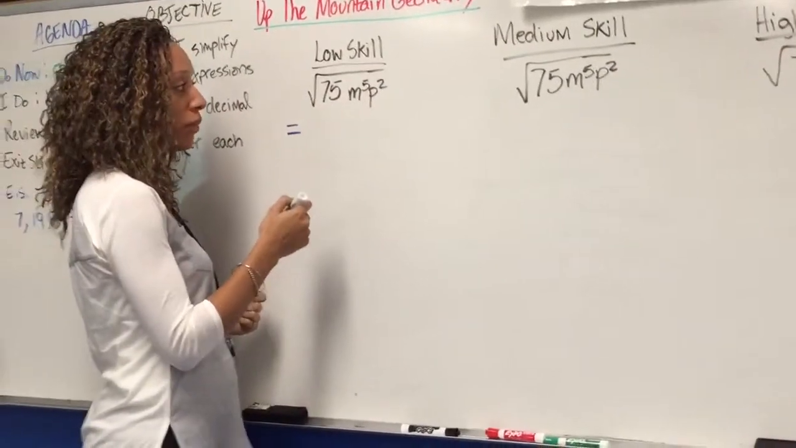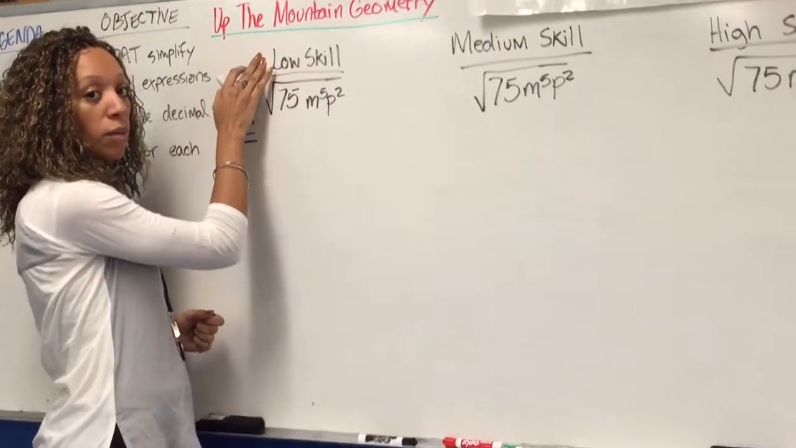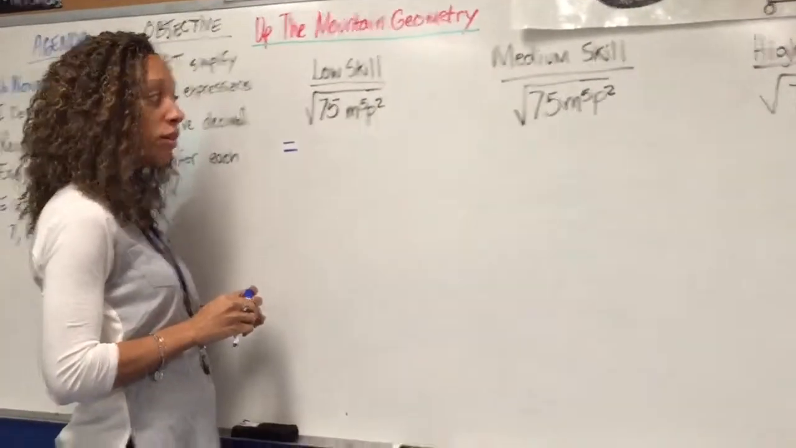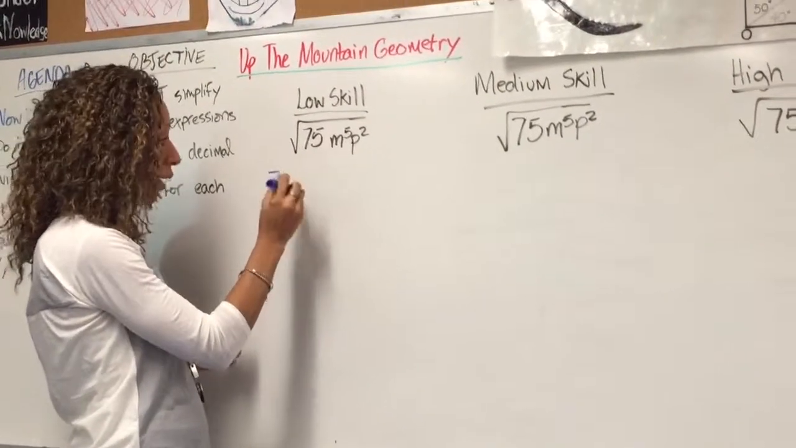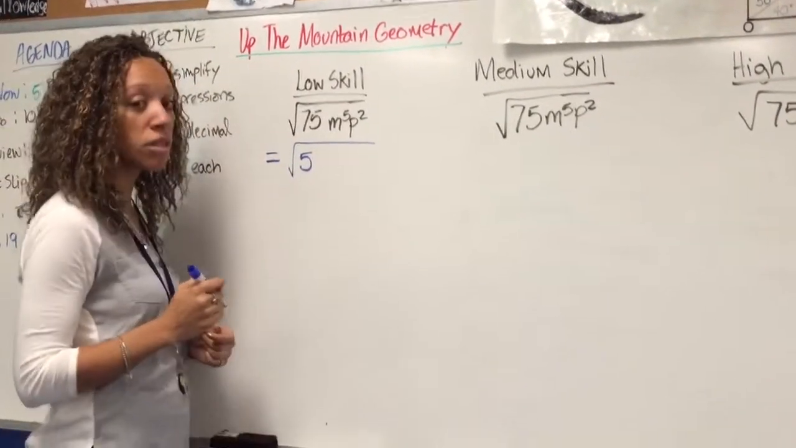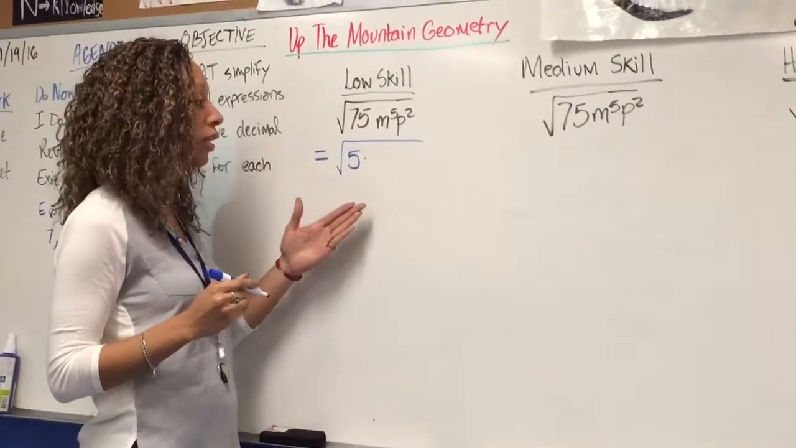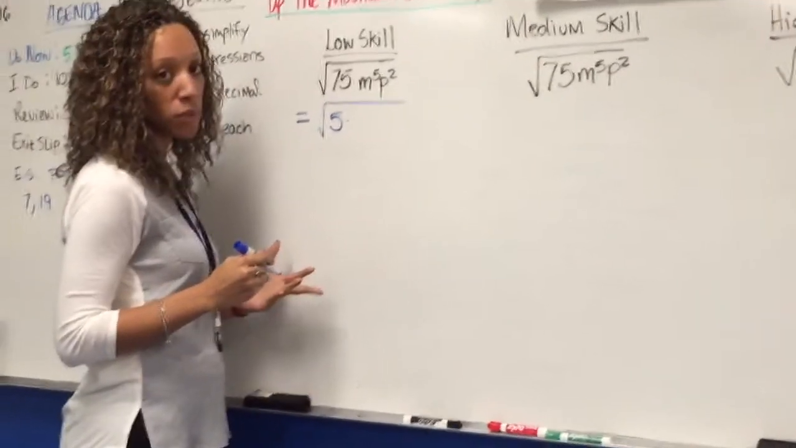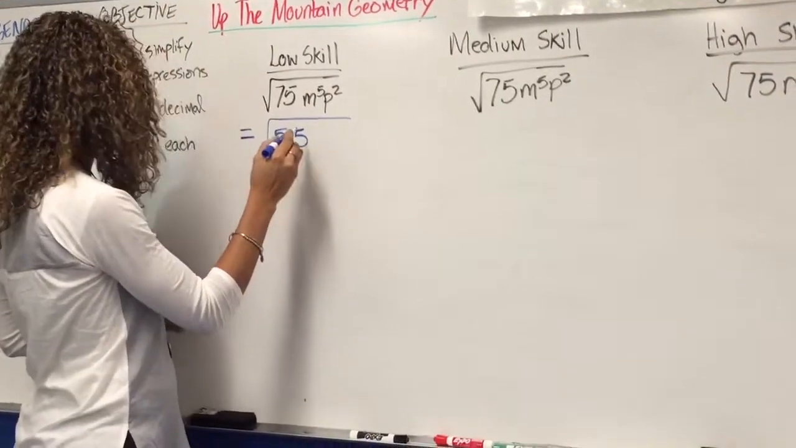I'm going to take the square root of 75. I'm going to worry about my variables later. And since this is the low skill, remember I'm going to use the prime factorization in order to simplify this radical. So what number that you know is prime goes into 75? Well, I know that 5 goes into 75, so I will start there. 5 is a prime number. Now all I need to do is keep going and simplify using the other factor that goes with 5. So 5 times what is 75? It's 15. So I'm going to do 5 times 3.